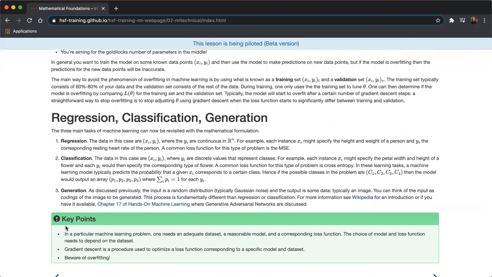The key points at the end of this lesson include that in a particular machine learning problem, you need an adequate data set, reasonable model, and a corresponding loss function. The choice of model and loss function needs to depend on the data set. Second key point is that gradient descent is a procedure used to optimize a loss function corresponding to a specific model and dataset. Third key point is that you need to beware of overfitting.